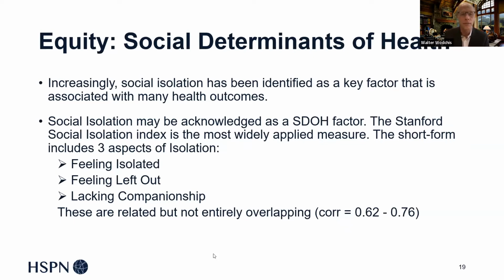And we're using the Stanford Social Isolation Index as it's the most widely applied measure. And the short form includes 3 aspects of isolation: feeling isolated, feeling left out, and lacking companionship. Again, these are related, but not entirely overlapping items. Correlation among these items is 0.62 to 0.76, so higher than the income, food, and housing security items, but still they're not the same, and they should be related. They're all around isolation, but they're not quite the same. So I'm going to report in various ways all 3 of these today. Next slide.